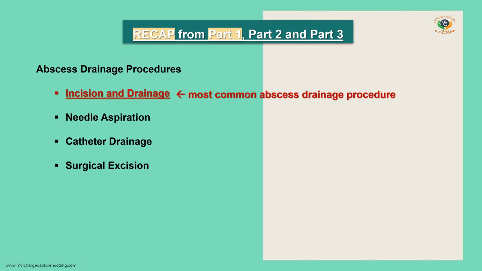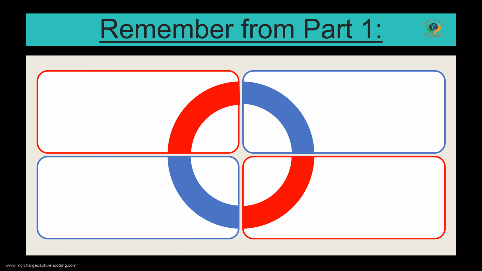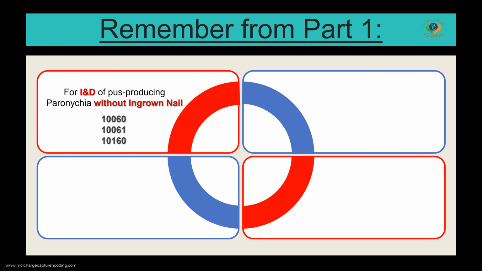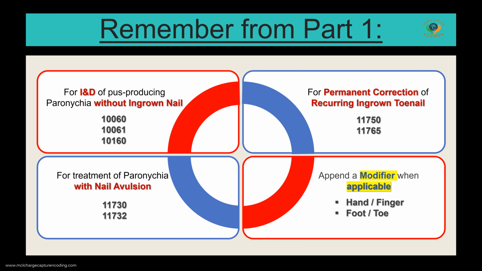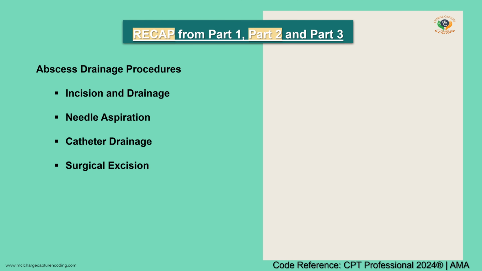So, if you can remember from our Part 1 video lecture presentations, we have these following codes. Again, append a modifier when applicable for hand or finger, foot, or toe. If you can recall from our Part 2 video lecture, we discussed a patient who has a peritonsillar abscess, that sometimes the physician would treat it with a combination of incision and drainage and the needle aspiration procedures.